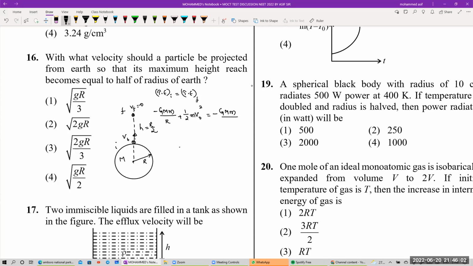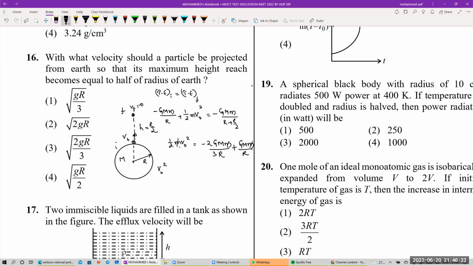ये r plus r/2 हो जाएगा, यानी 3r by 2 हो जाएगा. तो इसमें से अपन half m v naught square अगर बाहर निकालें, that will be equal to minus of 2 times of capital G, capital M, small m divided by 3 times of r. This is 3 by 2 ना बेटा, ये माइनस यहाँ पर आ जाएगा तो प्लस हो जाएगा. This is capital G, capital M, small m divided by capital R. तो इसमें से everywhere small m, small m, small m will get cancelled.